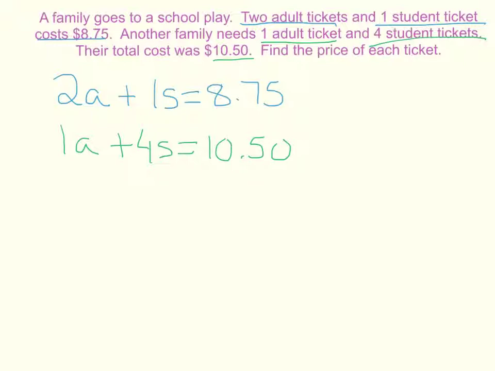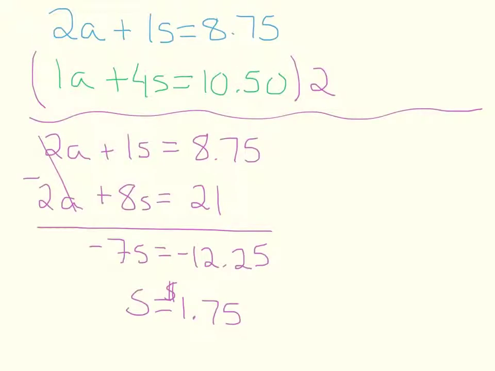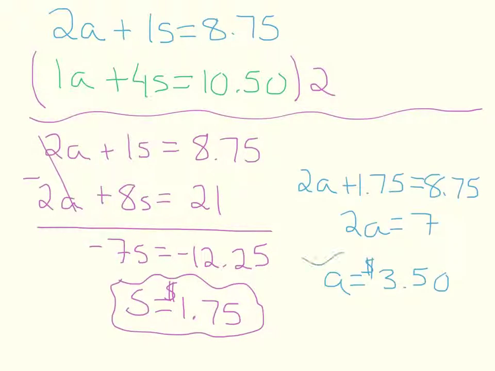So I want you to pause the video and try and solve this on your own to find the price of an adult ticket and the price of a student ticket. You should have gotten that each student ticket costs $1.75 and that each adult ticket costs $3.50.